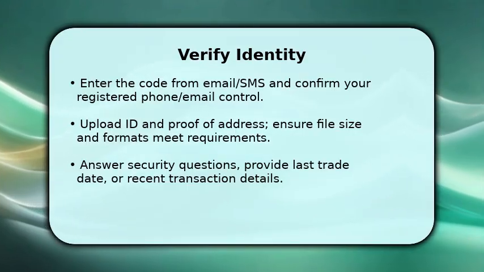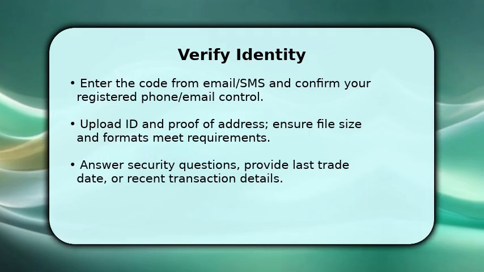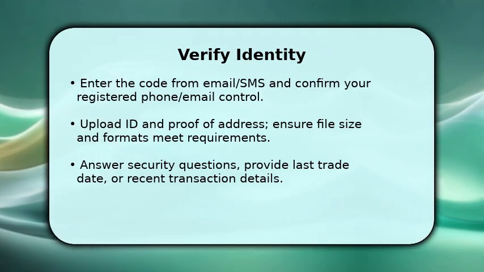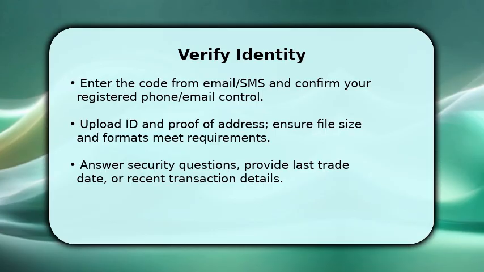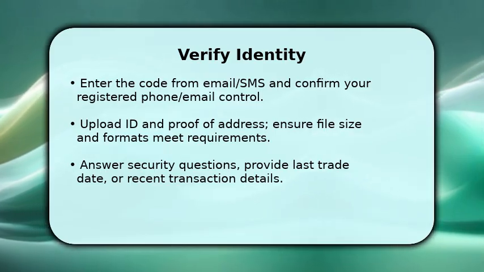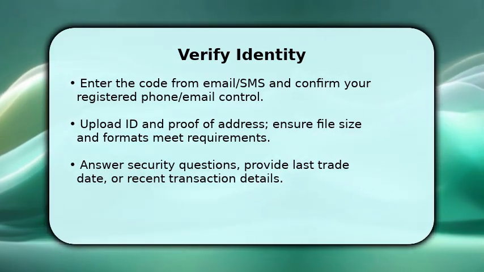Then complete any security questionnaire. You may be asked for last trade date, recent transaction amounts, or account labels. These details link your proof to the account and speed up manual review if automated checks fail.